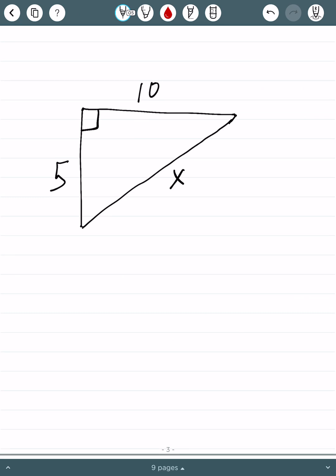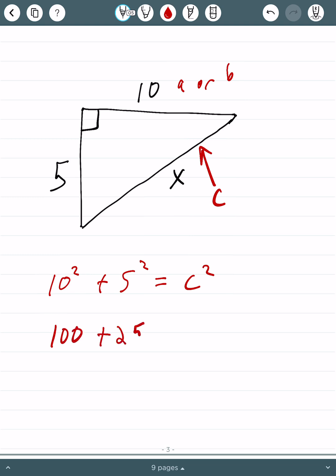The first thing I notice is the X is again on the hypotenuse, the C. So it really doesn't matter if you call this A or B, because the math is going to be the same. Let's do 10 squared plus 5 squared equals C squared. Remember, C is always the hypotenuse. Now, that would be 100 plus 25 equals C squared.